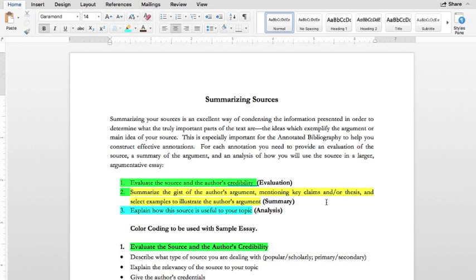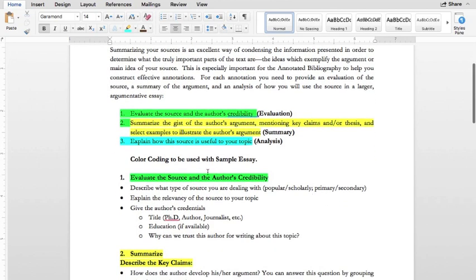Now, each of those parts broken down very simply: evaluation is, what is this source? What type of source is it? Who is the author? What is their credibility and credentials? And if you notice further down the page here, I have more detailed sections on what I'm looking for. So you can kind of just check this stuff off as you go, provide as much information as you can. So 2 to 4 sentences that says, what type of source is this? Popular, scholarly, primary, secondary. And you should be explaining why they're that type of source.